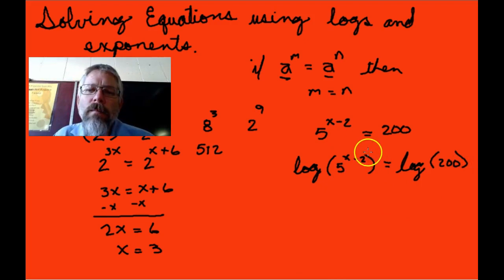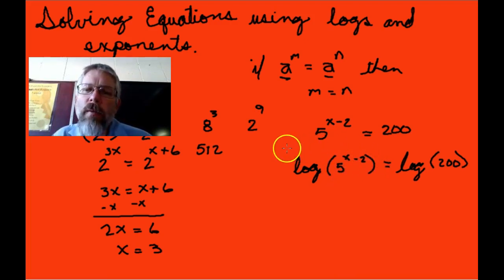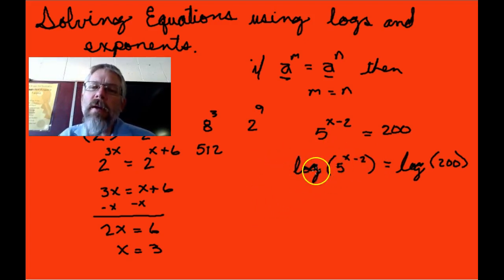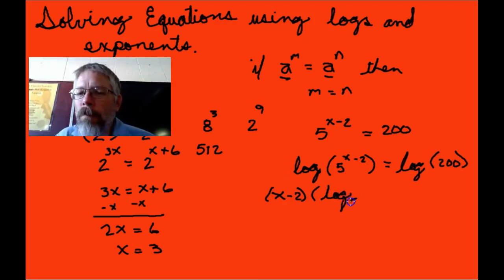Now, our properties of logarithms last week told us that if we have a power inside a log, we can rewrite that as a multiplier. So I'm going to take this x minus 2 as that is a power, and I'm going to multiply it by the log. So I have the quantity x minus 2 times the log of 5 is now equal to the log of 200.